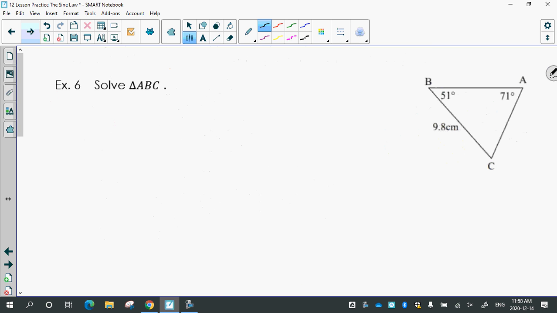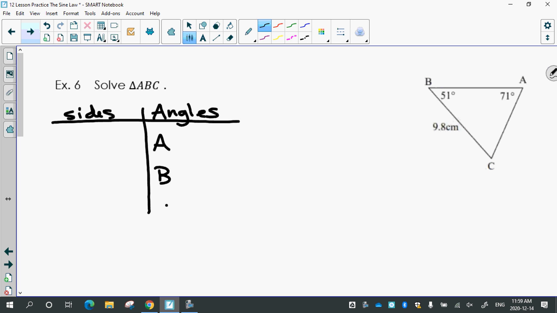So solve triangle ABC. Whenever you see solve in a triangle, you make your chart, sides and angles. Try to put your angles and sides in alphabetical order, but you wouldn't lose marks for it. It's just easier for me to mark because they're where I expect them to be. So angle A is 71 degrees and angle B is 51 degrees. And what does it mean if I know 2 of the angles? I know all 3. Perfect.